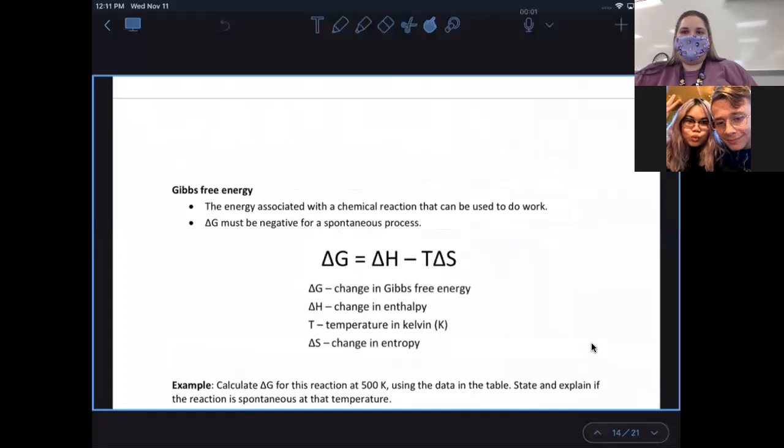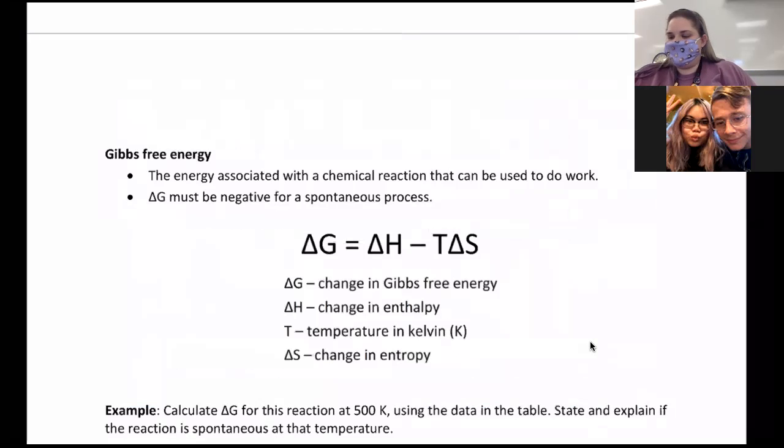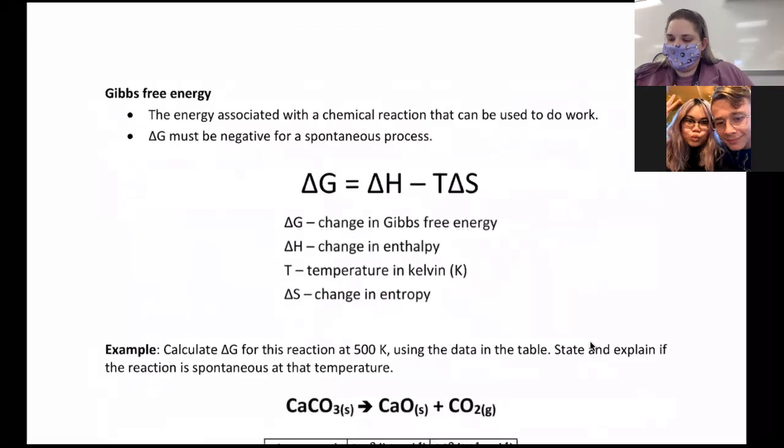Okay, so Gibbs free energy is represented by this letter G. So delta G is changing Gibbs free energy. What we're going to talk about is there's really two ways to calculate it, two different equations, depending on the information you're given in the question. That tells you which equation you use, okay?